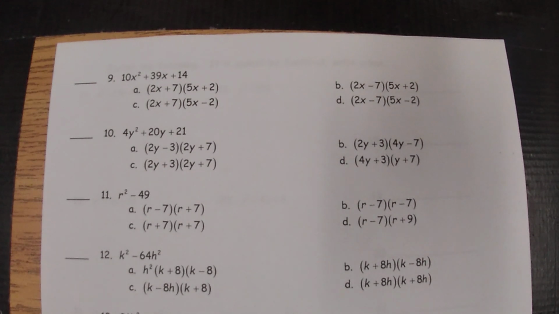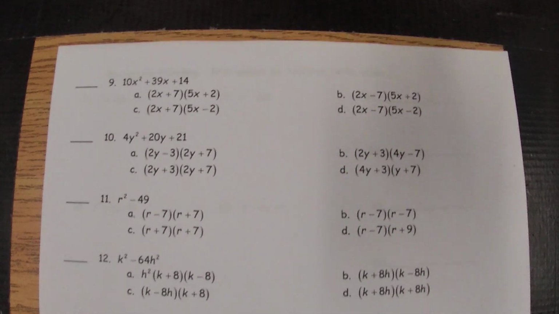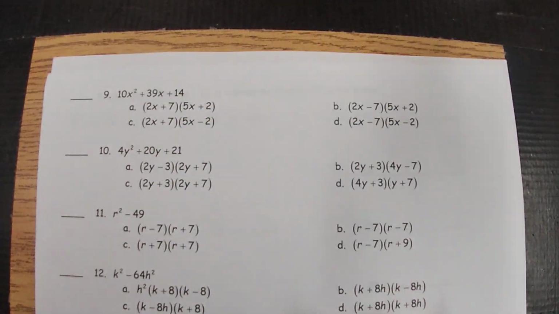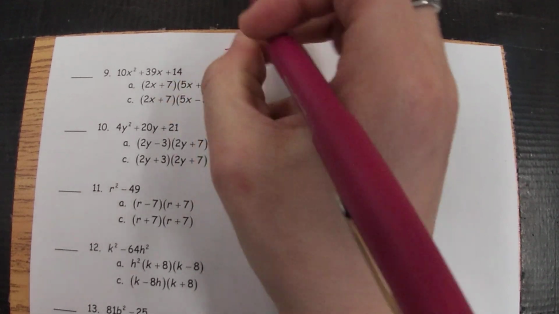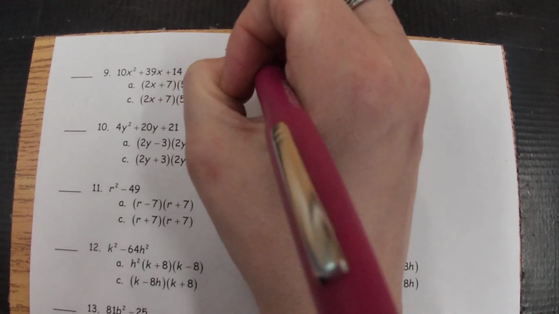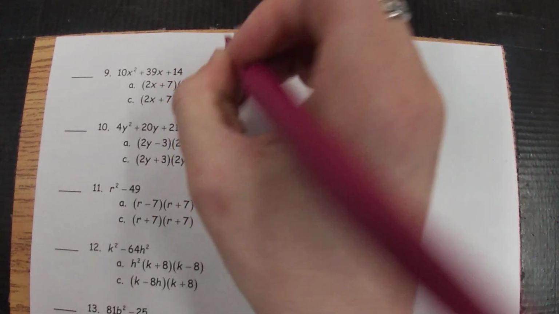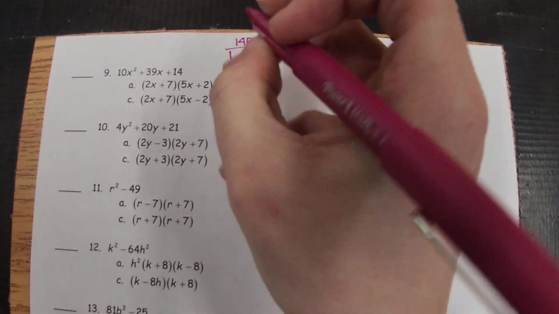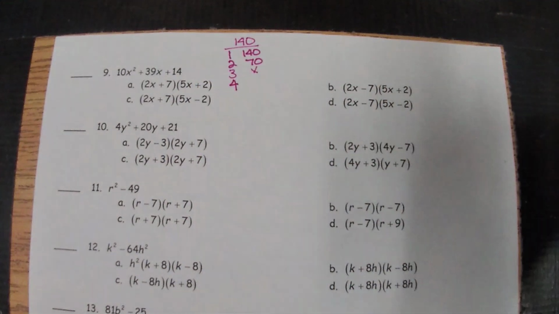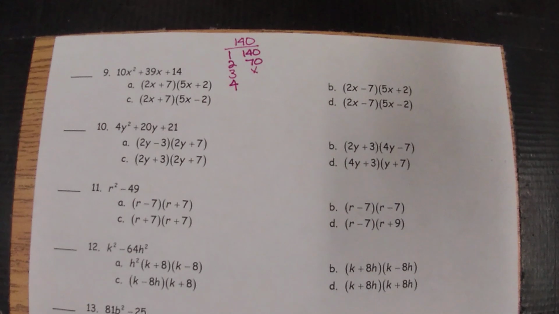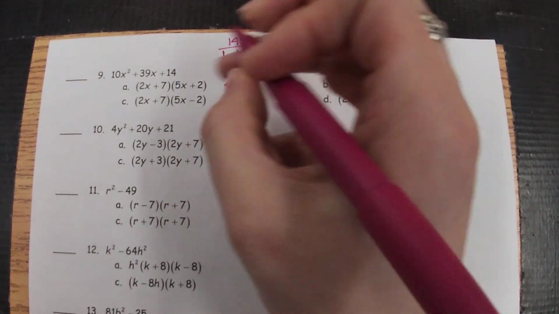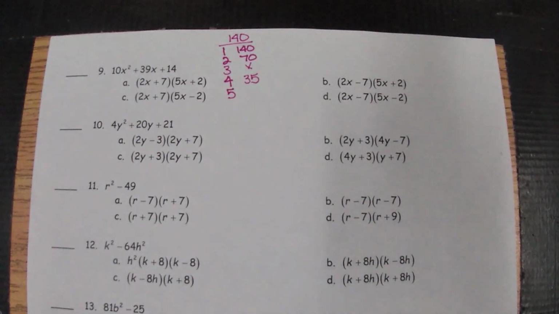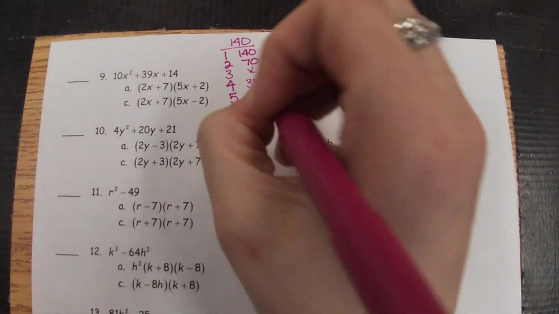Number 9, no GCF. So 10 times 14 gives us 140. So you're going to have to be kind of consistent and stick out a list here. So 1 and 140. Let's see. 35. 28.